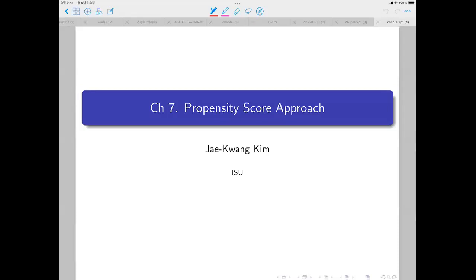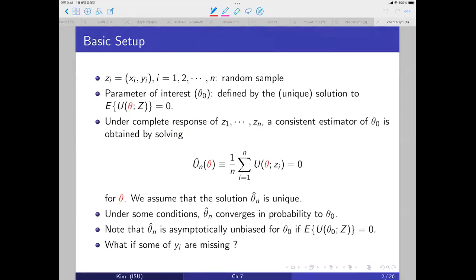Okay, so we're going to move on to chapter 7, using our propensity score approach. This is a very popular technique actually. So let's introduce the estimating function, the estimating equation. If we observe Z, then we'll use this. This is a kind of measured moment estimation or estimating function. And the true parameter theta null is the solution to this integral equation.